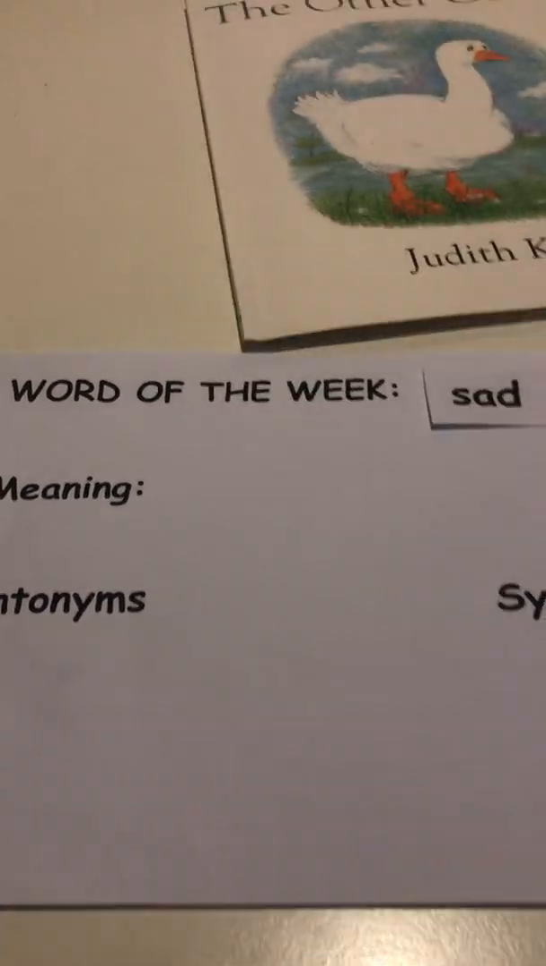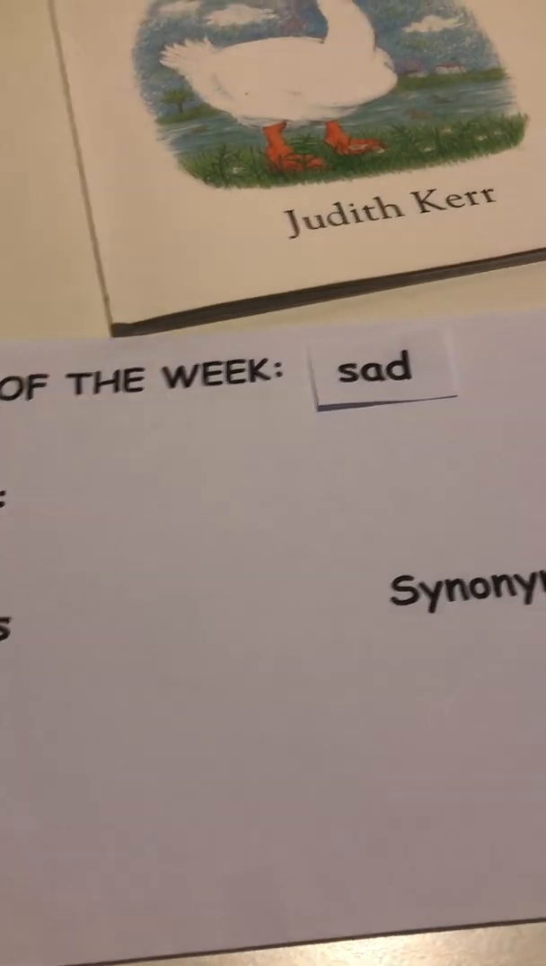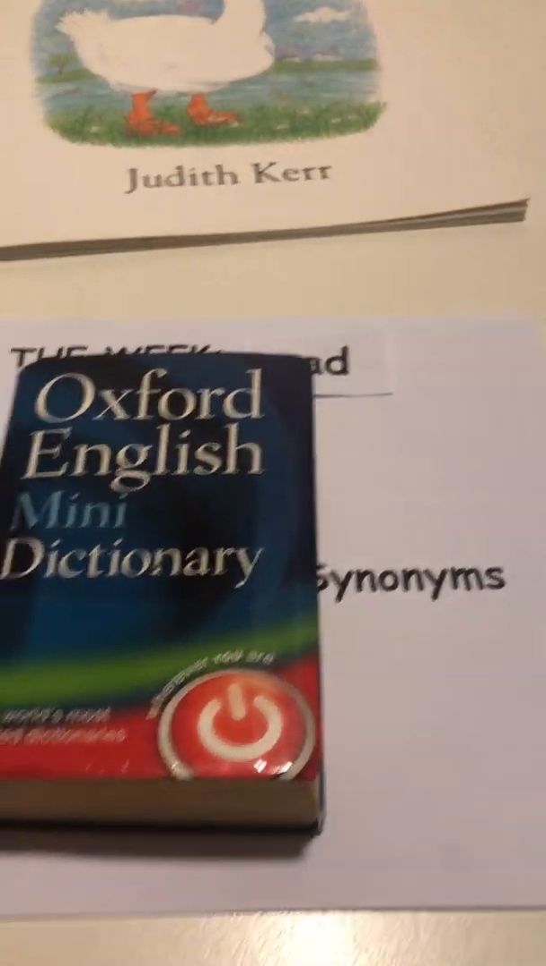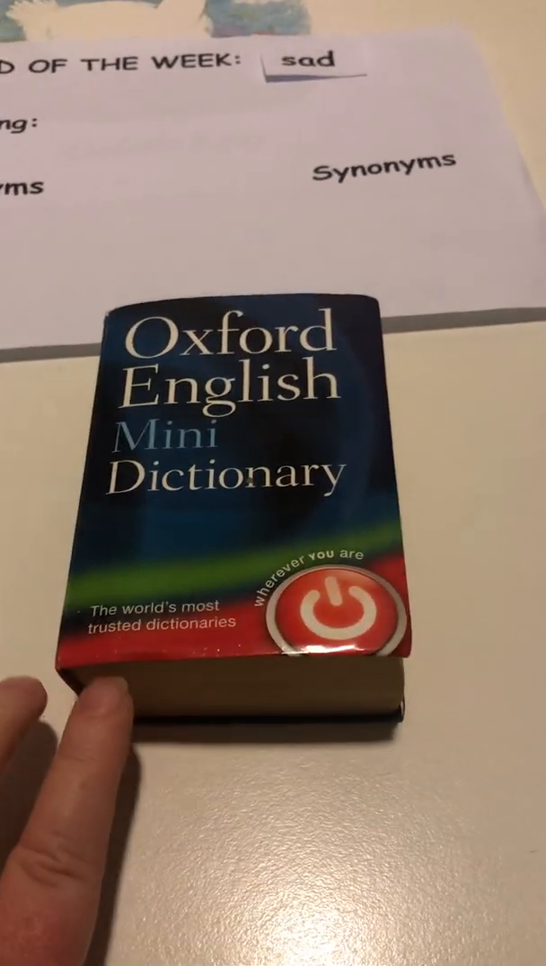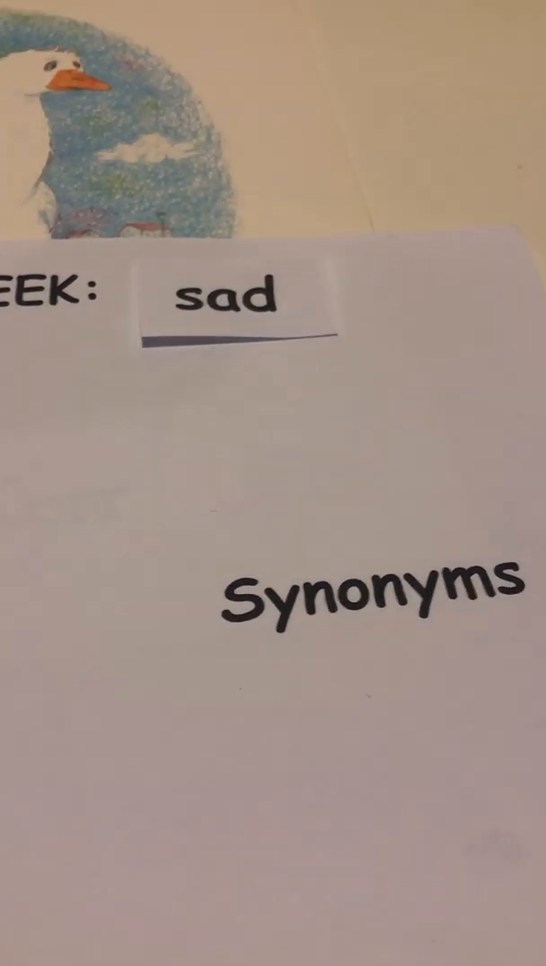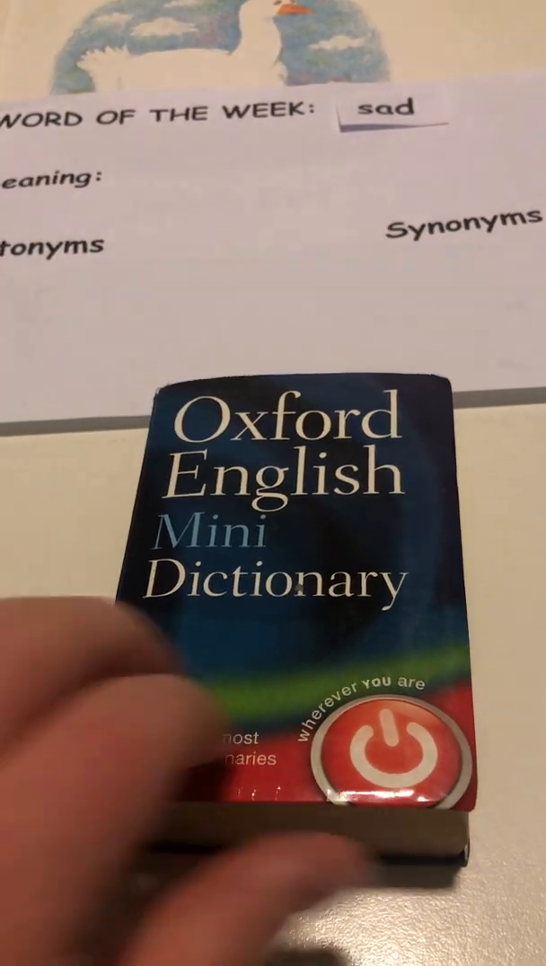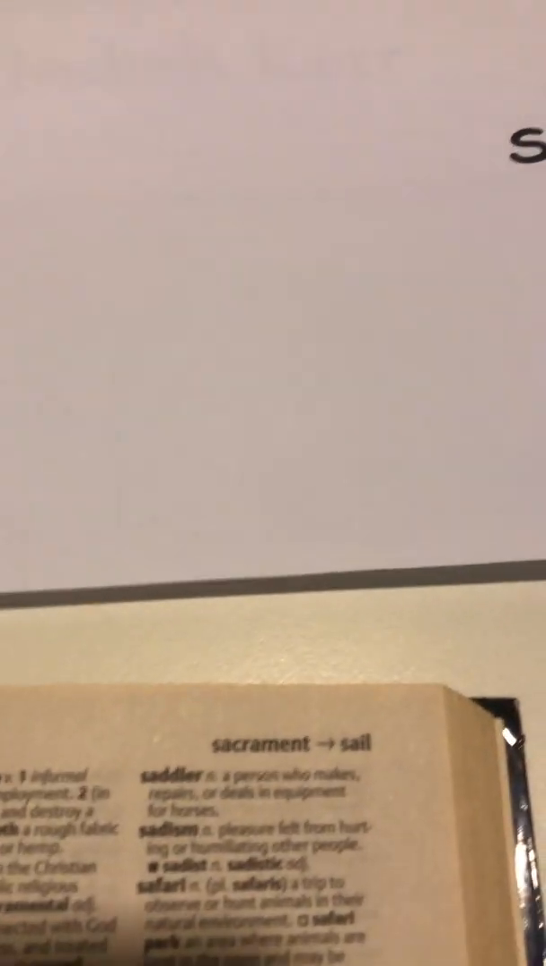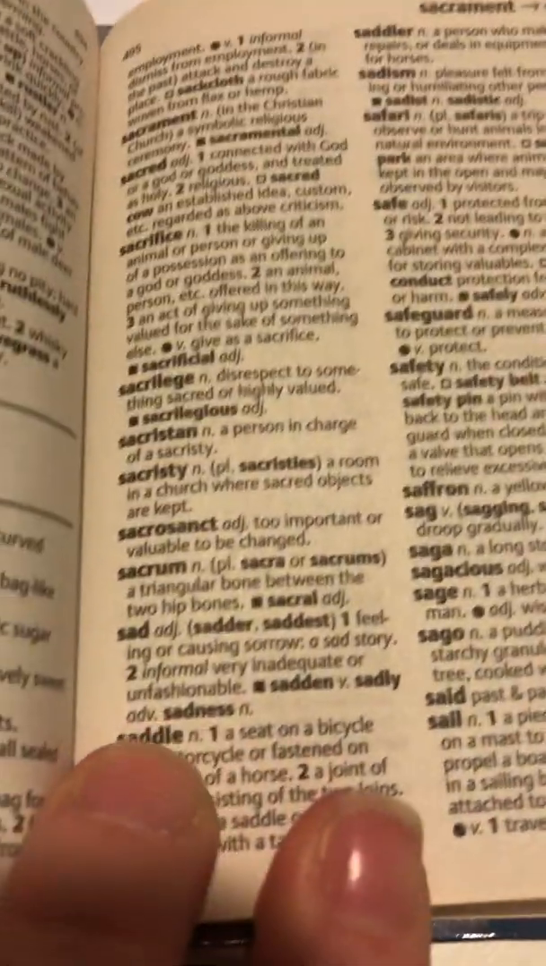So first of all, let's look it up and see exactly what it means. We are going to use our dictionary. Now, as you know, when we use a dictionary, we need to look up the word that we want to find out the meaning for in alphabetical order. So we are looking for the letter S. So let's go through the alphabet. A, B, C, D, E, F, G, H, I, J, K, L, M, N, O, P, Q, R, S. Okay, so we're on the S's. The second letter is A, so we need to be on the SA pages. Third letter is D, so we need to look for SAD. And we found it there.